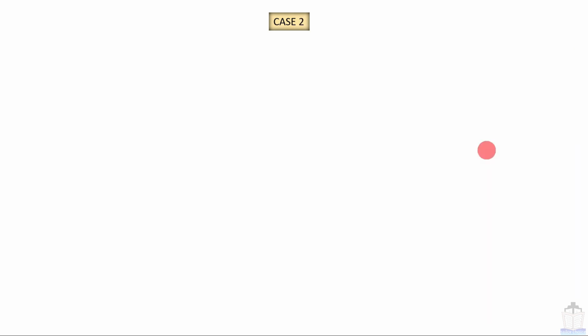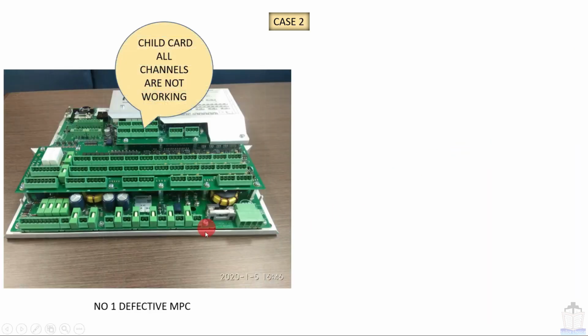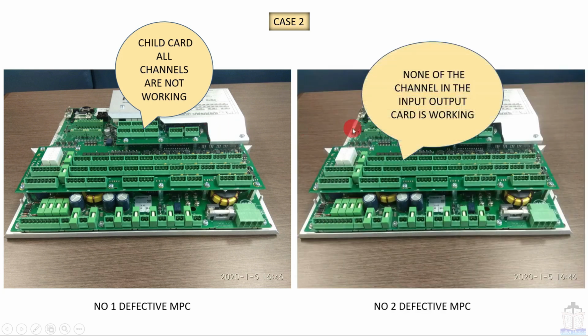Now we are going to discuss case number 2. Here again this is a defective MPC. In this MPC, on the child card all channels are not working, meaning this is the child card or daughter card, all channels are not working. And I have another MPC in which the input output card has no channel in working condition. So in that condition, what should I do?